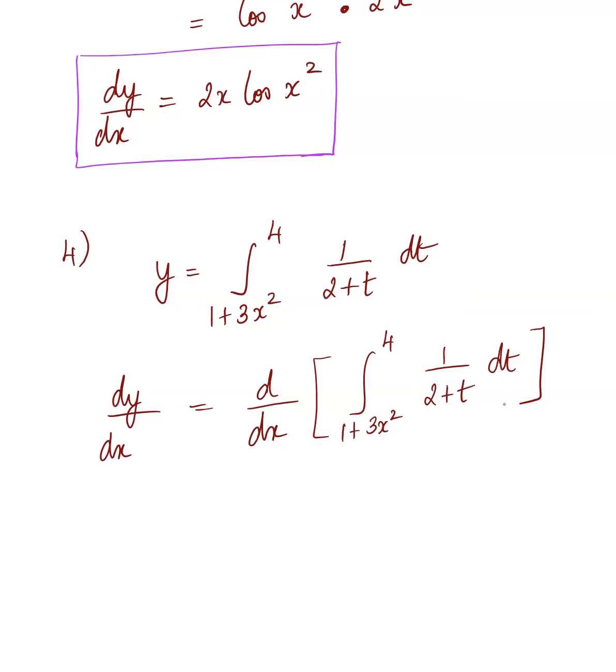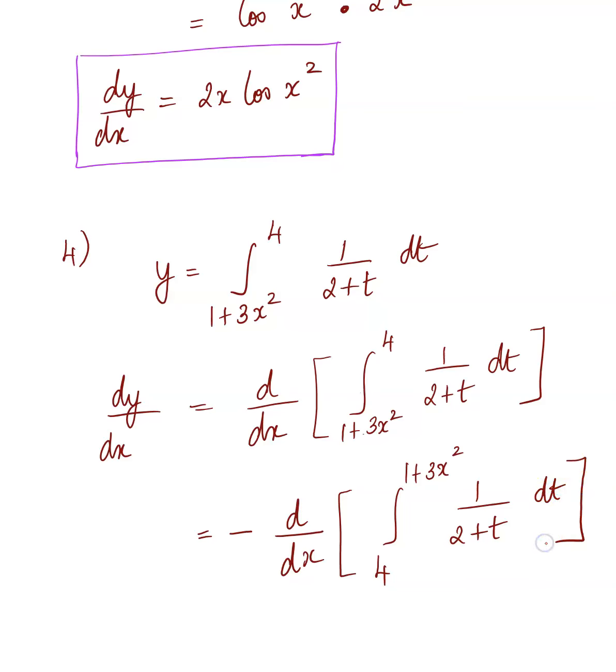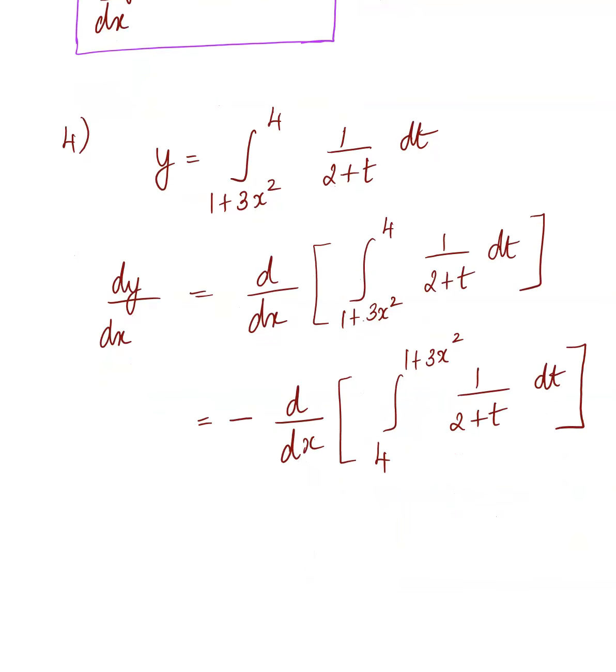Now remember again, we have to go from a to x, not x to a. So we have to switch the order of the integration. In order to switch the order, remember I'm bringing out the negative because I anticipate it to happen here. So that's going to be integral 4 to 1 plus 3x squared, 1 over 2 plus t dt. What's really neat is you're able to switch the limits of integration, not affect the function itself. And of course you do have a minus.